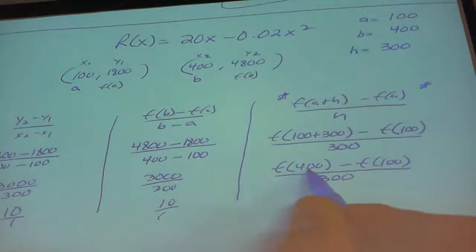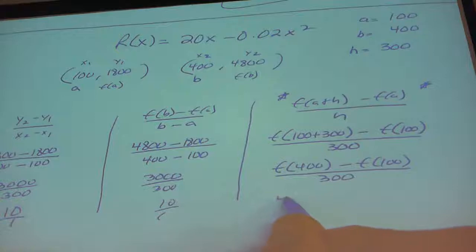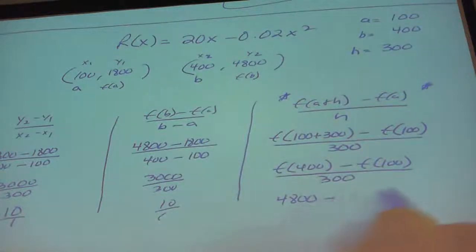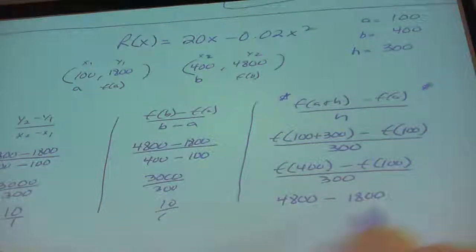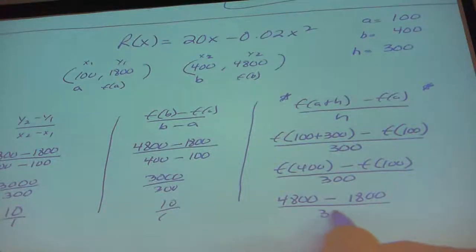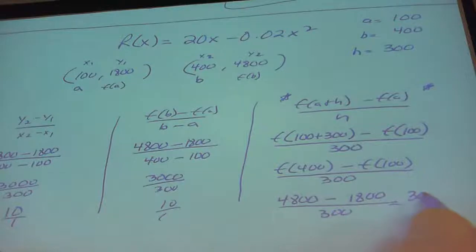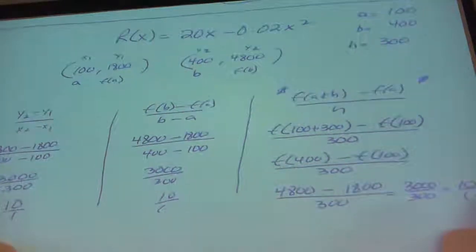And what's f of 400? What happens when you plug in 400? You get 4,800. Minus what happens when you plug in 100? You get 1,800. And the bottom's 300. You still get 3,000 over 300, which is 10 over 1.